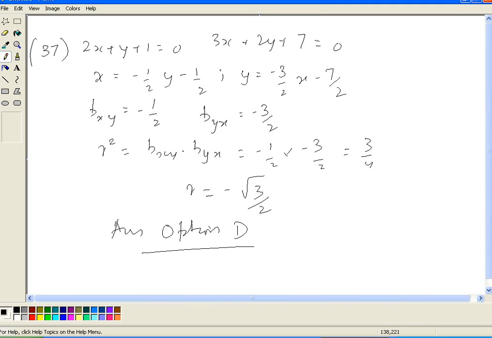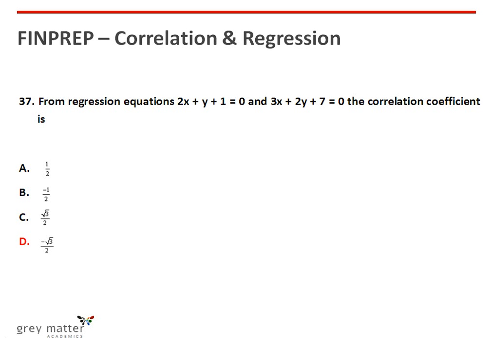Now the regression coefficient of x on y, that is bxy, equal to minus 1 by 2, and byx, the regression coefficient of y on x, is similarly equal to minus 3 by 2. Now r squared is equal to bxy into byx, which is minus half into minus 3 by 2, which is equal to 3 by 4. So r should also be taken as negative because bxy and byx are negative, so r is equal to minus root 3 by 2, and the answer is option D. Going back to our PowerPoint presentation, it is option D, which says minus root 3 by 2.